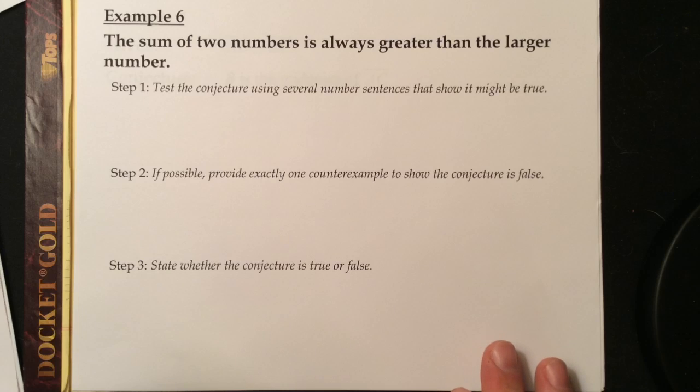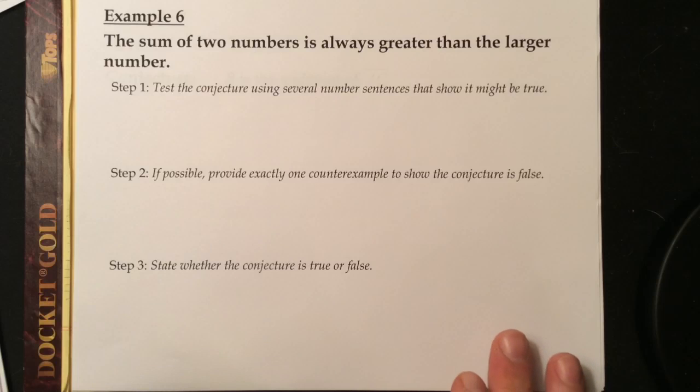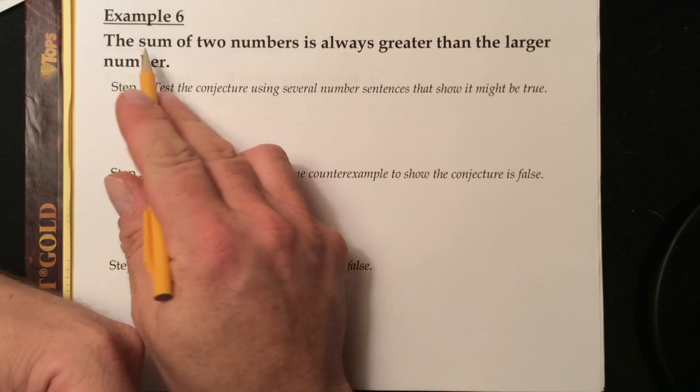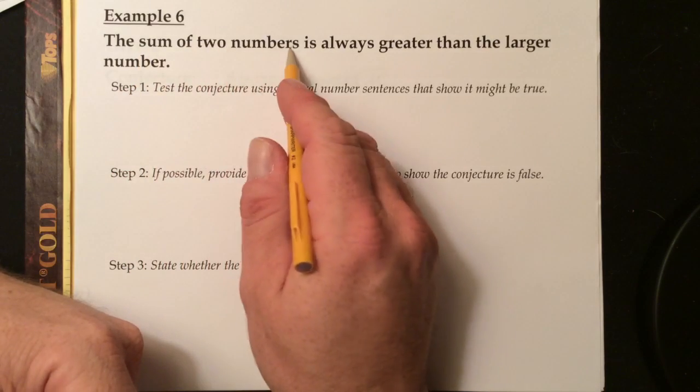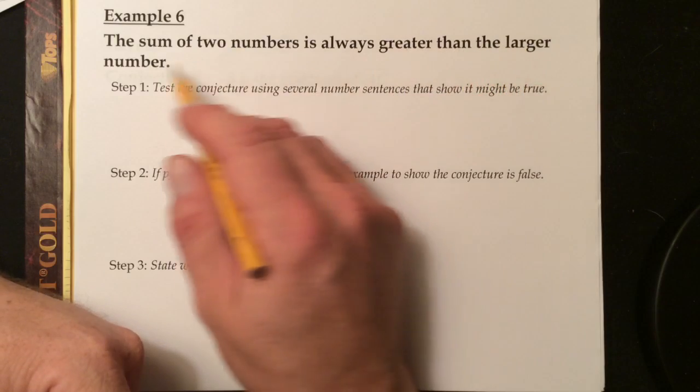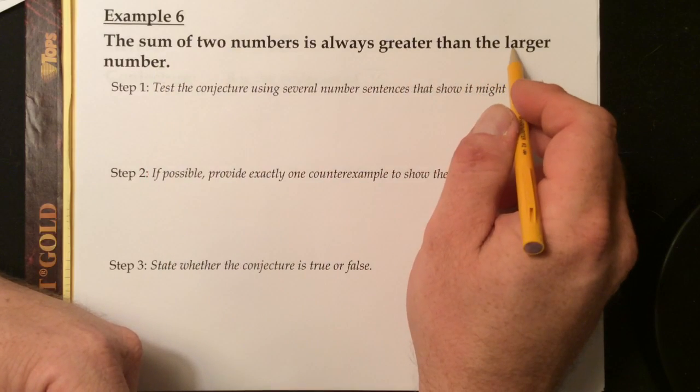Example 6. Similar to example 5, test the following conjecture given the provided steps. The sum of two numbers is always greater than the larger number. It's a little different. The sum of two numbers is always greater than the larger number. In other words, the larger of the two numbers that you added together.